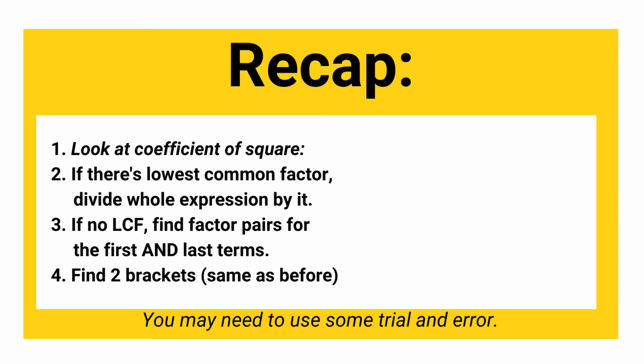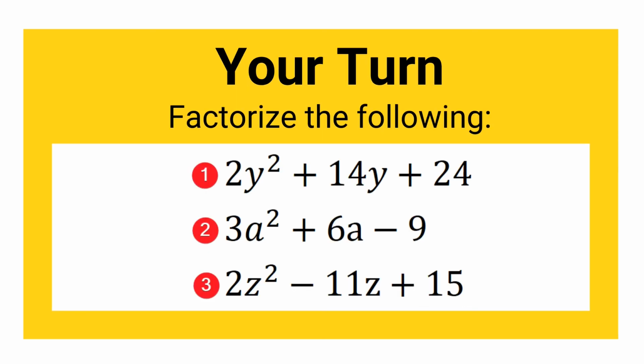Next, you need to find two brackets, which is exactly the same as before, and then you just carry on with the rest of the steps. You may need to use some trial and error to do this, so just see how it goes. Now it's your turn. Try and factorize the following.